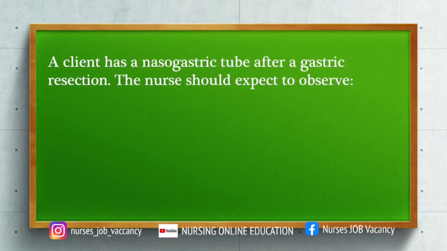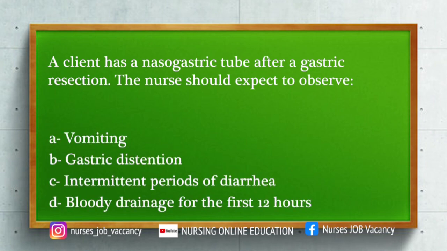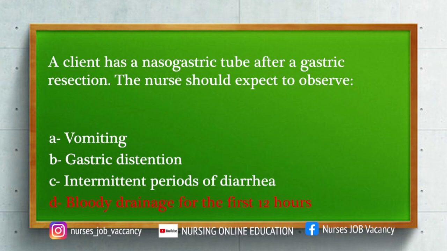Next question. A client has a nasogastric tube after a gastric resection. The nurse should expect to observe: A. Vomiting. B. Gastric distension. C. Intermittent periods of diarrhea. D. Bloody drainage for the first 12 hours. The right answer is D. Bloody drainage for the first 12 hours.